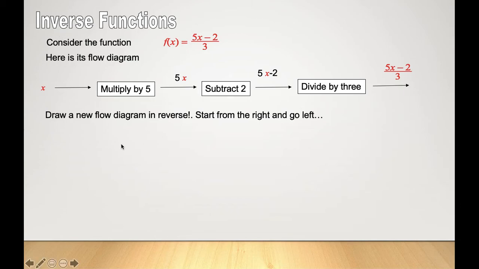Now we will consider a new flow diagram in reverse. That is, you will start from the right and go left. That means your arrows also will point likewise. Here you see the direction of the arrow. When you go in the reverse direction, your arrows also will be in the opposite direction. So you will start from the right and go left. Let us start with x on the right.